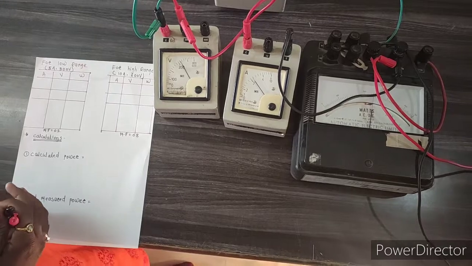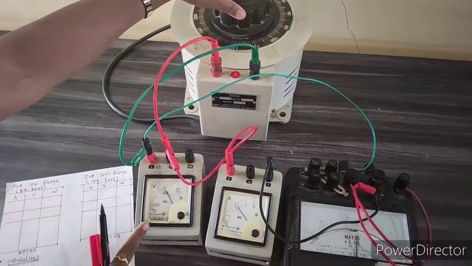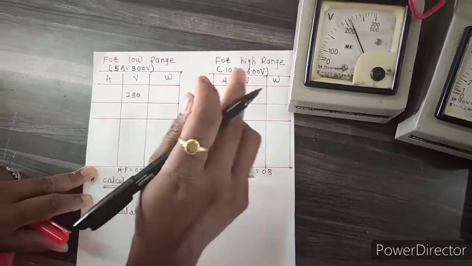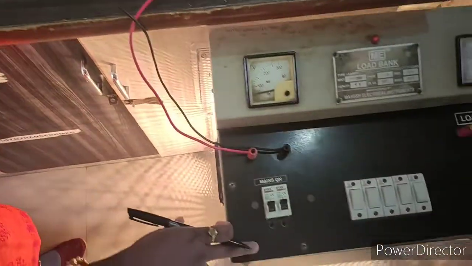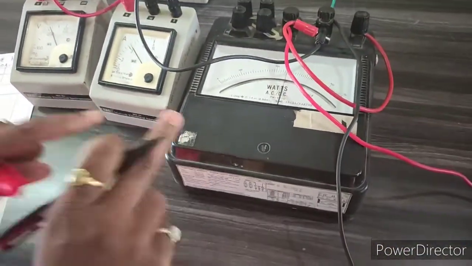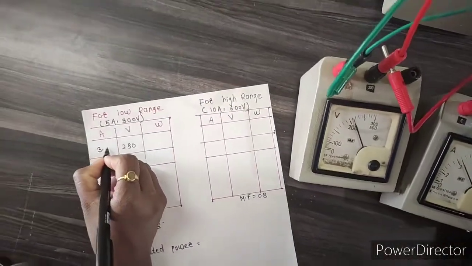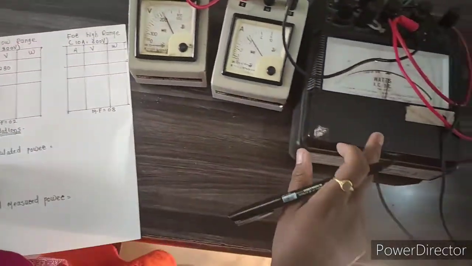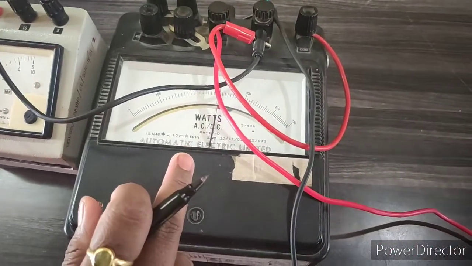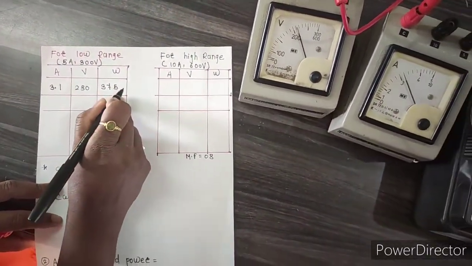Now, we will take the readings for the low range. From this auto transformer, I am giving the voltage 230 volt. We can see here, I am giving the 230 voltage. Corresponding to this voltage, as per this load, we have to take the readings of ammeter and voltmeter. We can see here the current equals 3.1 ampere, and the reading of wattmeter is nearly equal to 375. So, the wattmeter reading is 375. So, this will be the first reading.